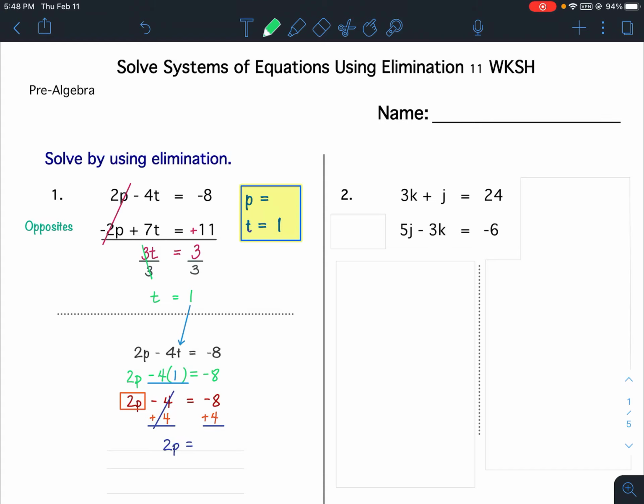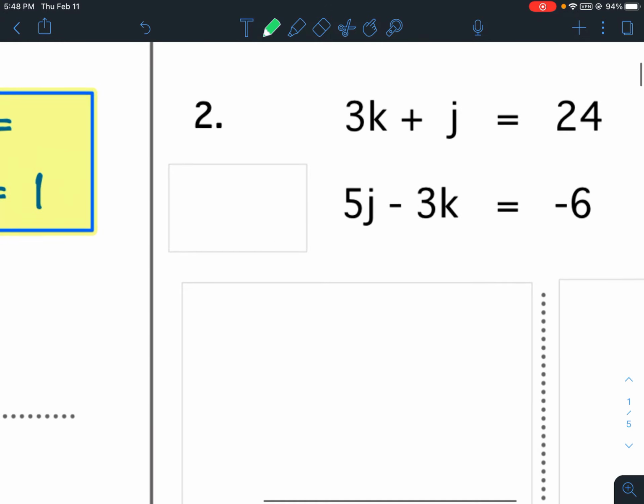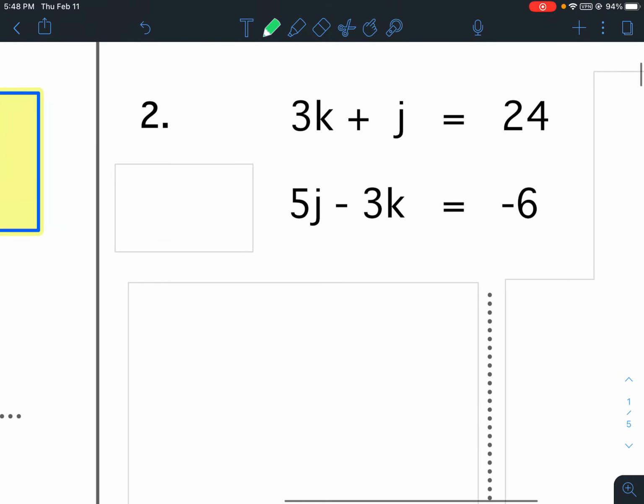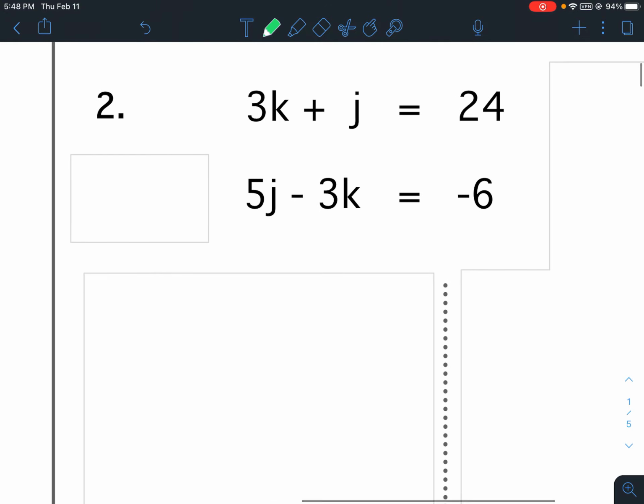Solve systems of equations using elimination, lesson 11 worksheet. Question number 2. Again, we need to decide, do we have opposites, identical terms, multiples, or none of the above?